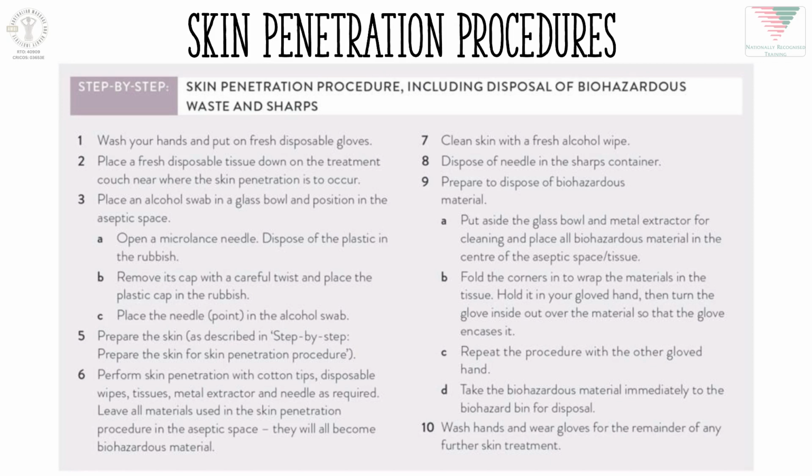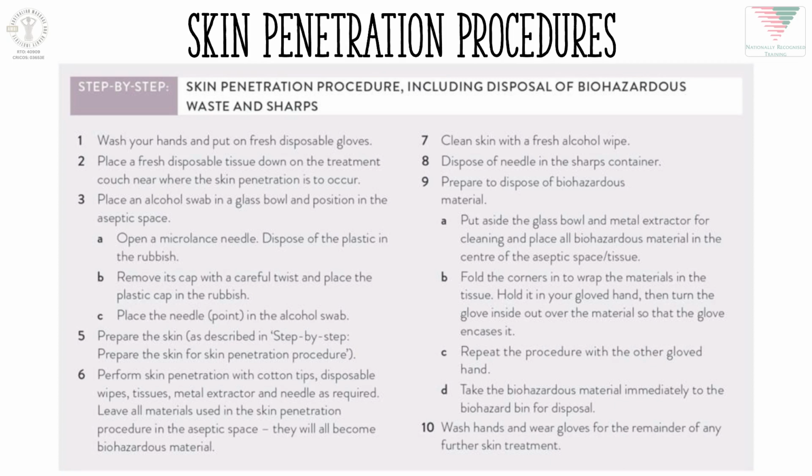8. Prepare to dispose of biohazardous material. A. Put aside the glass bowl and metal extractor for cleaning and place all biohazardous material in the center of the aseptic space at tissue. B. Fold the corners in to wrap the materials in the tissue.